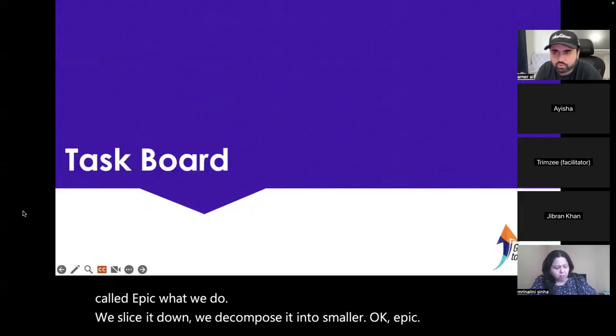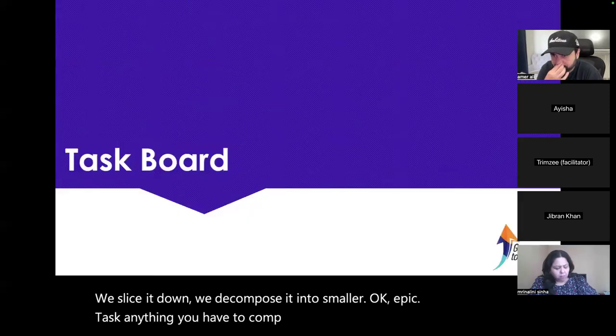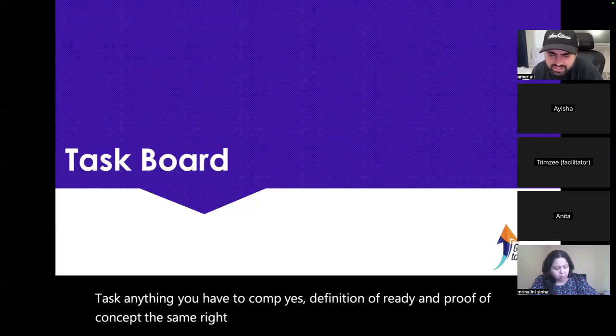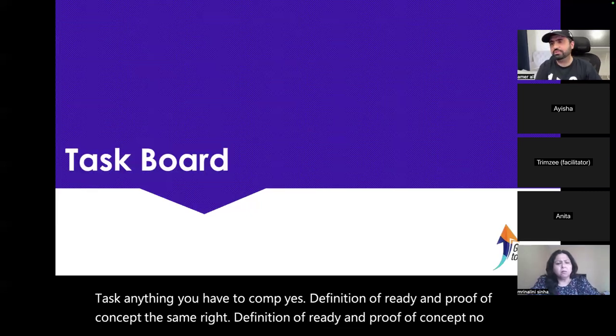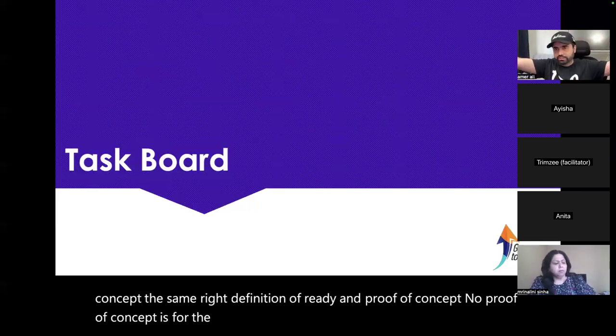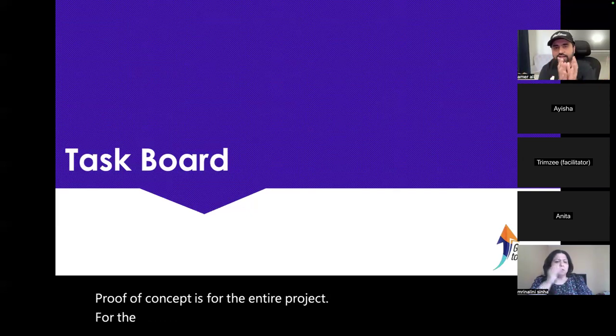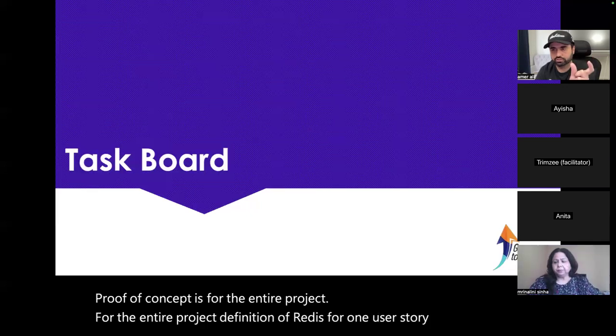Task: something you have to complete. Definition of ready and proof of concept are the same, right? No, no, no. Proof of concept is for the entire project. Definition of ready is for one user story. Okay?